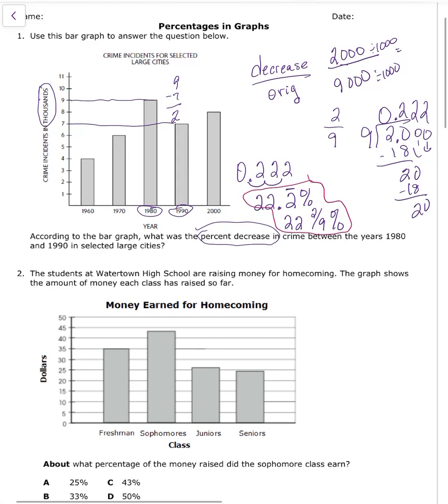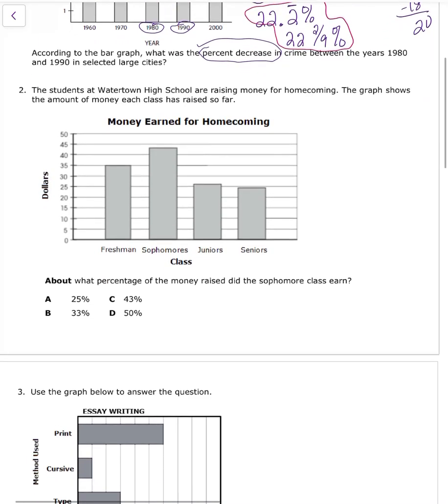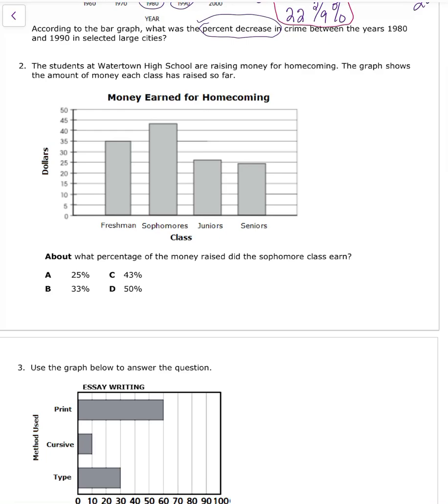Alright, number 2. I think that you should be able to do number 2 without help. So why don't you pause the video and go ahead and try it by yourself first. Okay, let's see. We want the percentage that the sophomore class did. So the sophomore class, and it's going to be about, because it's not exact, right? So they did between 40 and 45. Looks really close to 45. So it's either going to be 43 or 44.